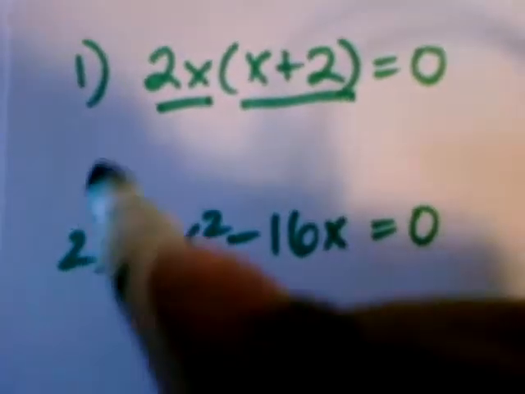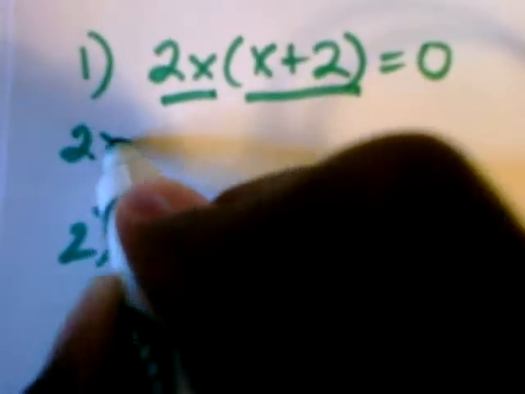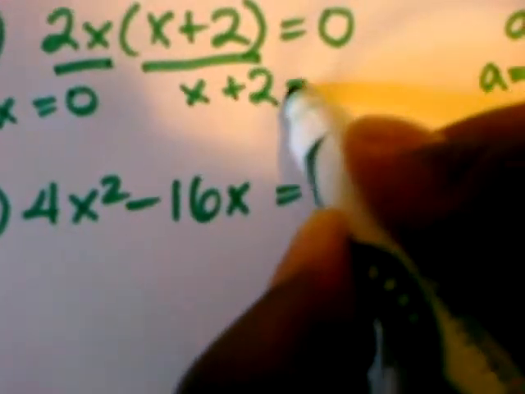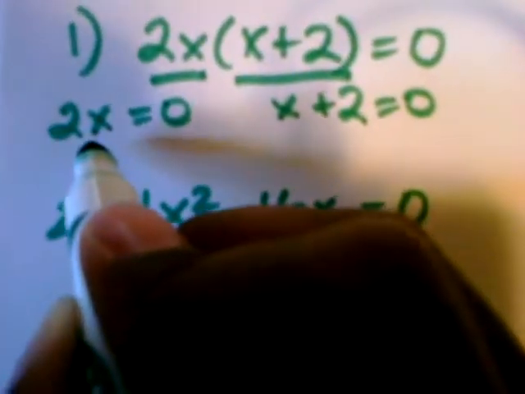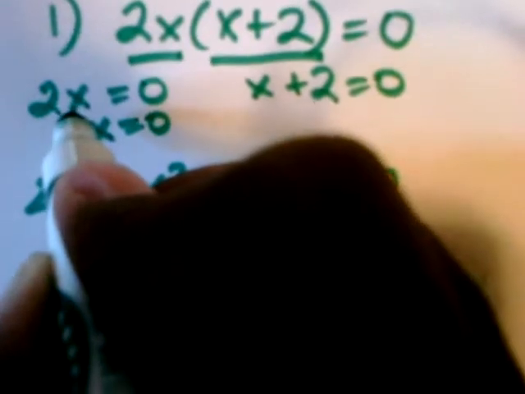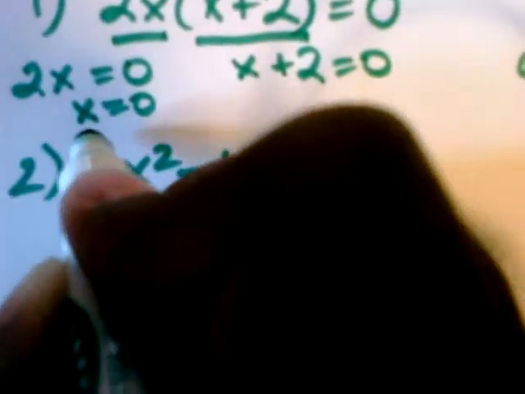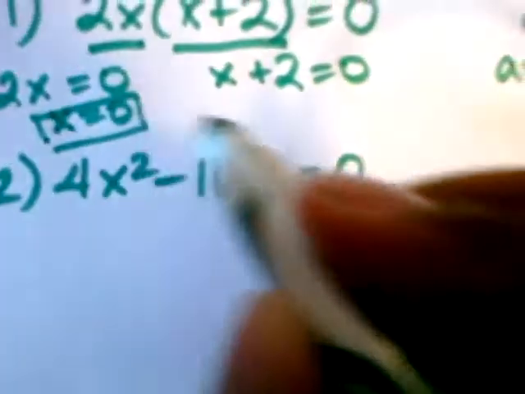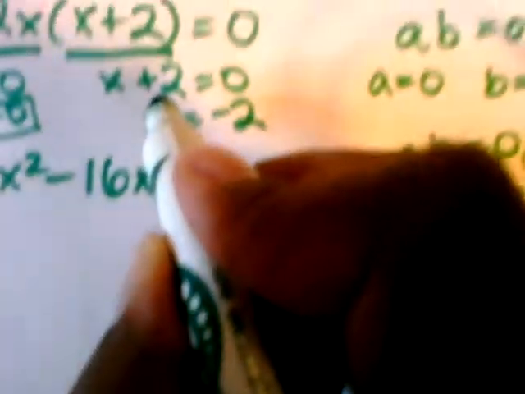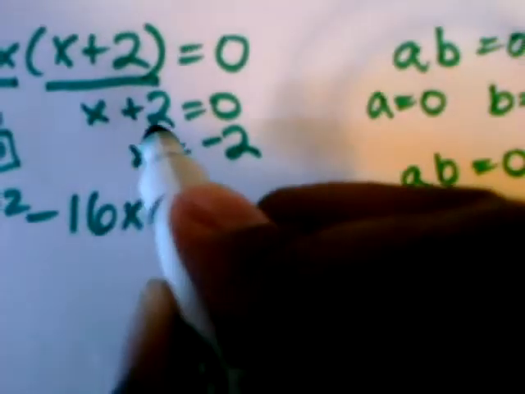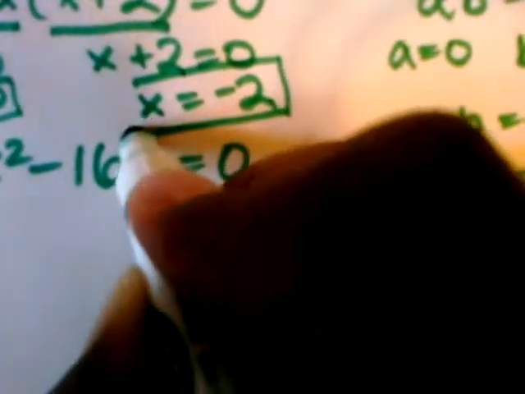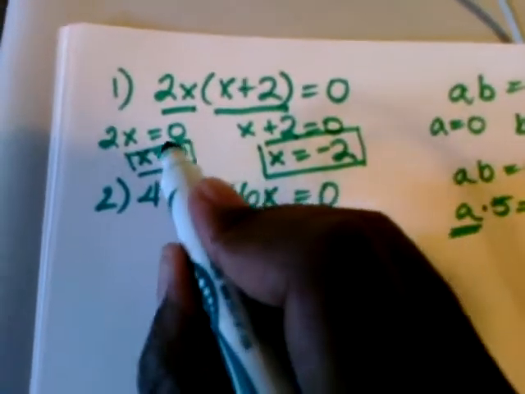So on one occasion, we'll have 2x equals 0, and on our second occasion, we'll have x plus 2 equals 0. Our first answer is going to yield an x value of 0, because if you divide 2x by 2 and then divide 0 by 2, you get x equals 0. So that's our first answer. Our second answer will yield x equals negative 2, because we are subtracting 2 from both sides, and we get x equals negative 2 right here. And so that's our work there. We set both factors equal to 0 and then solve for x.